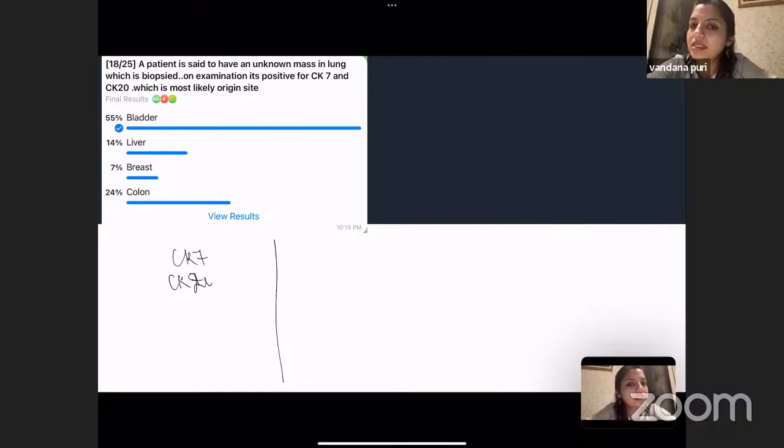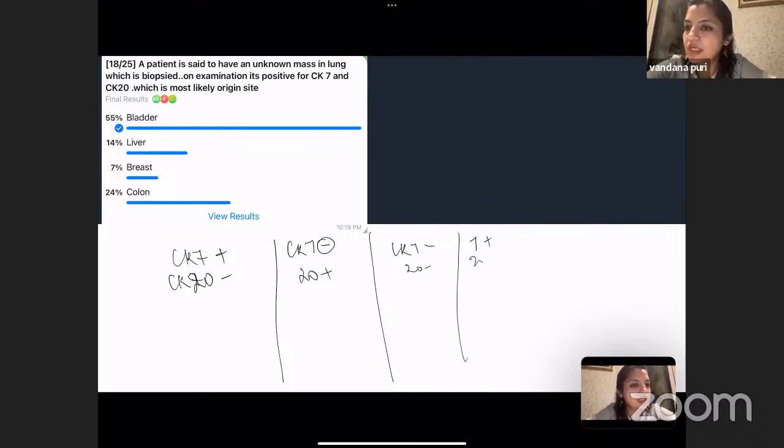So either they are CK7 positive and CK20 negative, or they are CK7 negative and CK20 positive, or they are both negative, or they are both positive. So whenever both are positive, B for B, it is usually bladder cancer.